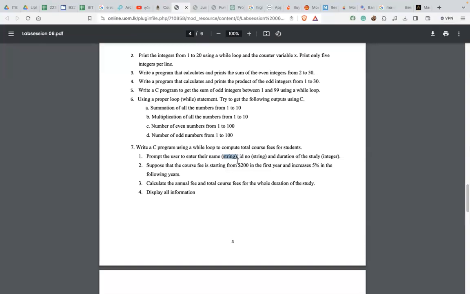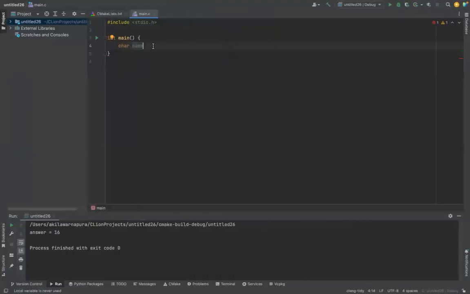Let's say the input name is Saman. Saman has 5 characters. If you need to get 5 characters, you have to define this as an array of some size. Let's say the maximum size is 50, maximum 50 characters allowed. So this is a character array. You can store a maximum of 50 characters.